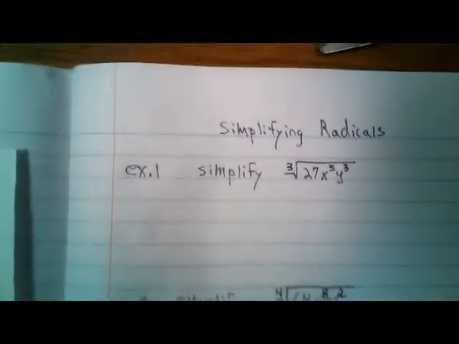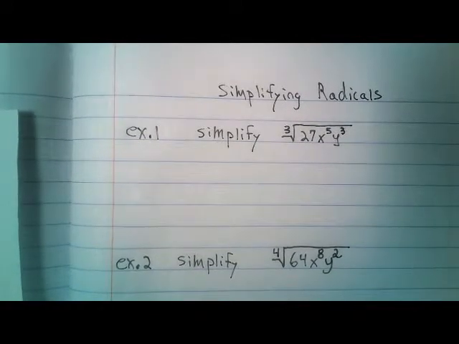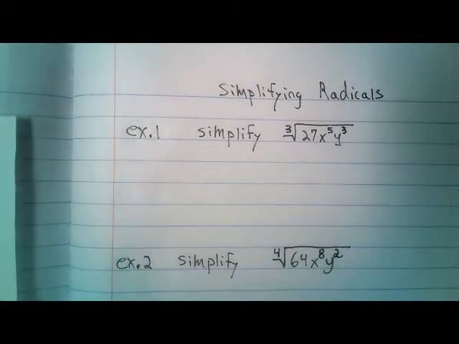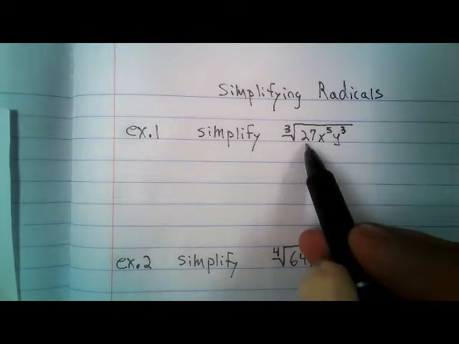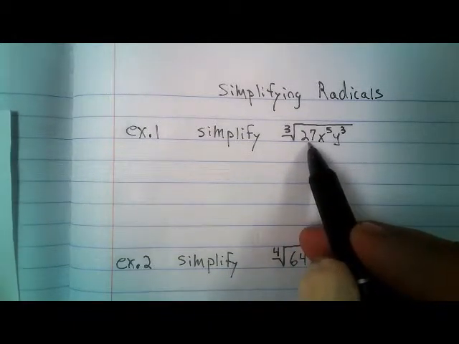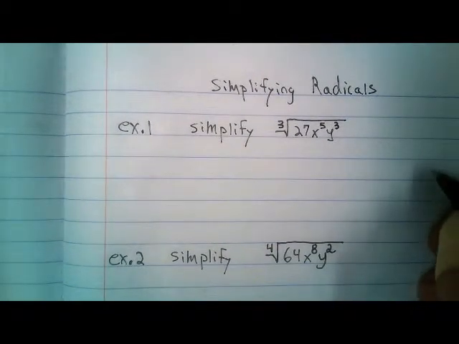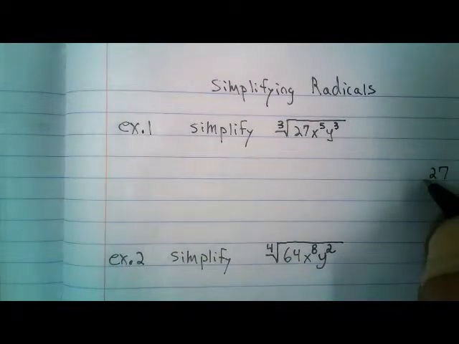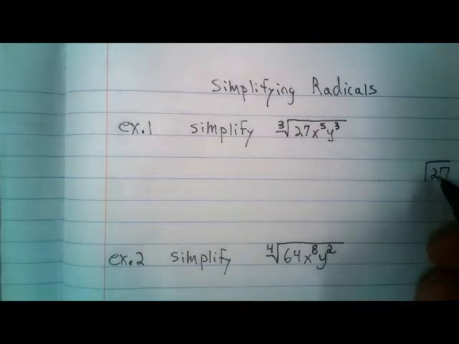So the first one we're doing asks you to simplify the cube root of 27x to the fifth y cubed. Now, if you look at your steps, the first one says write the prime factorization of your radicand. So we have to write the prime factorization of this. In order to do that, we need to know the prime factorization of 27. So I'm going to use my birthday cake method, or a factor tree if you want, to find the prime factorization of 27. So a prime number that goes into 27 is 3.